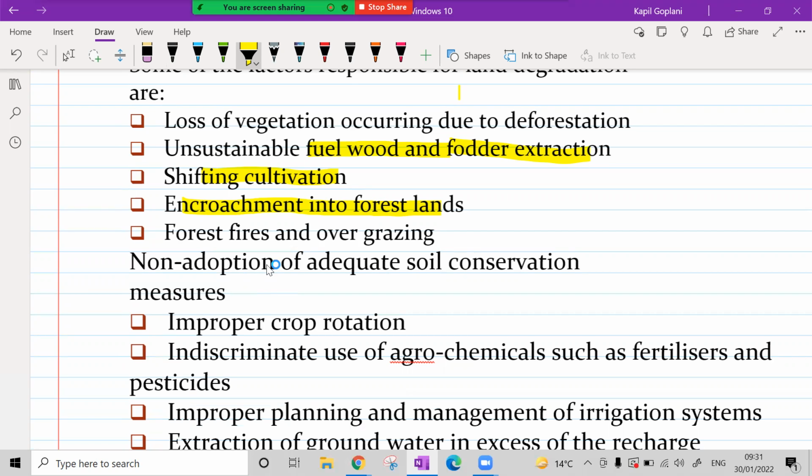See, mostly encroachment happens in forest land. If you see the dictionary meaning of encroachment, have you seen it? Anyone? I am just showing you the dictionary meaning of encroachment. Encroachment means any entry into an area not previously occupied, entry into another's property without the right or permission.